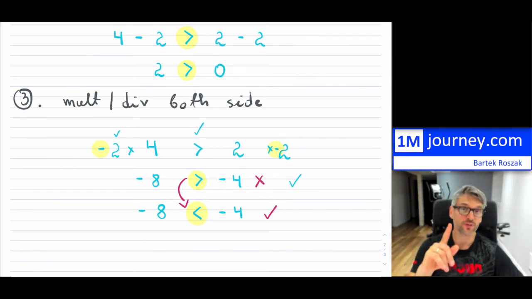So this is different than equalities, because when we had equalities, we didn't have to worry about this at all. Because if you multiplied or divided by a negative, they were still equal because they started off as equal. But in here, they're not starting off as equal.